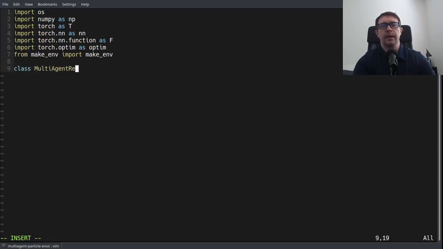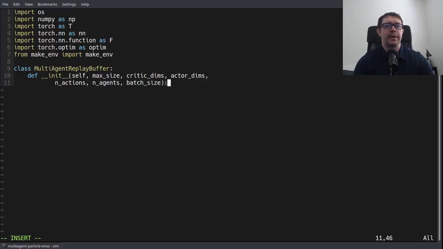I'm going to call this multi-agent replay buffer because there are a number of differences between what I would normally do and this particular class. So we'll need a max size, 1,000,000 transitions. The number of dimensions for our critic, number of dimensions for our actor, because remember, they can be different. A number of actions, a number of agents, because we have to keep track of the memory for all the agents, as well as a batch size. I have moved that into the memory class, as I should have done a long time ago.